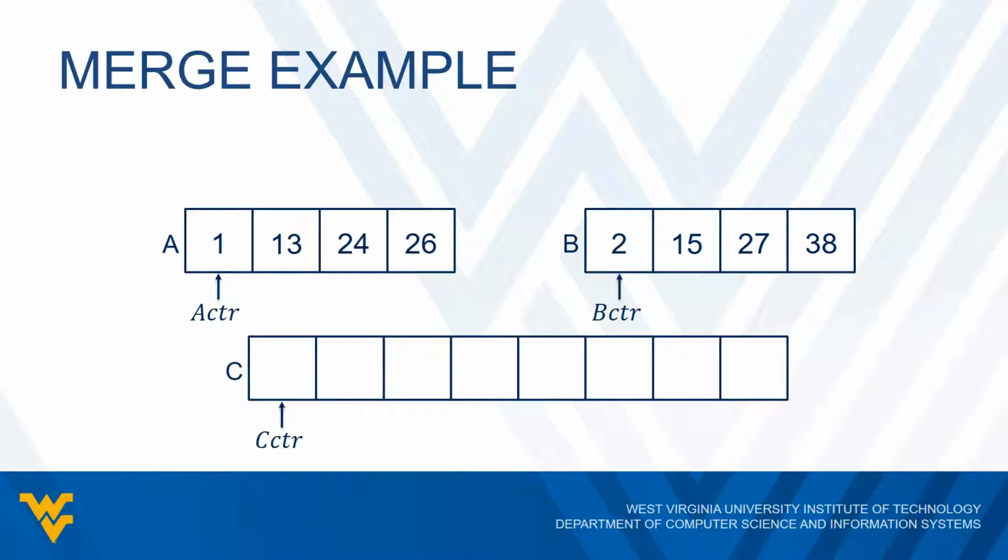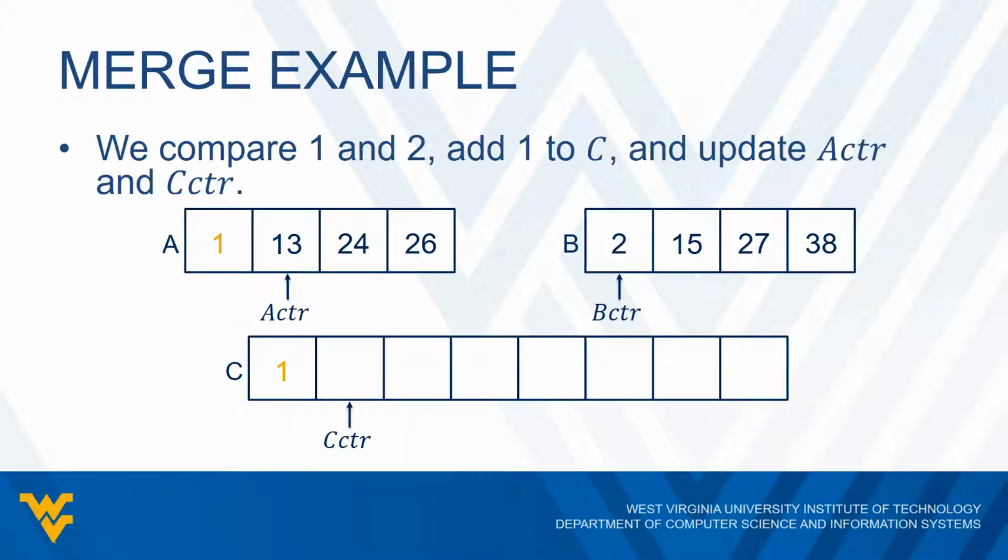We're going to do an example of merging two sorted lists so you can see how this works. So here we have A and B, and notice that both A and B are sorted. So what we're going to do is we're going to merge both of these arrays into C. We start by comparing the first elements in both A and B. So in this case, we're comparing 1 and 2. Since 1 is less than 2, we're going to put 1 into the first element in C.